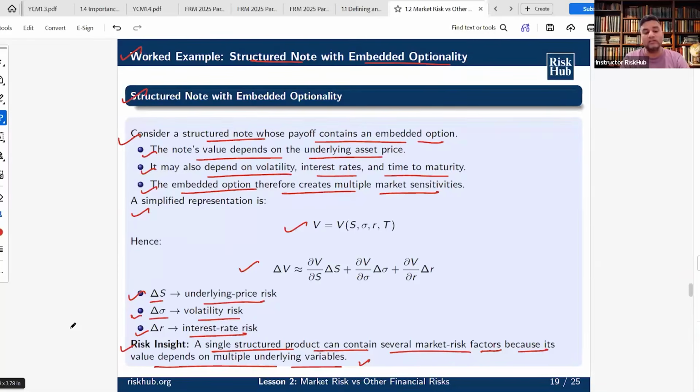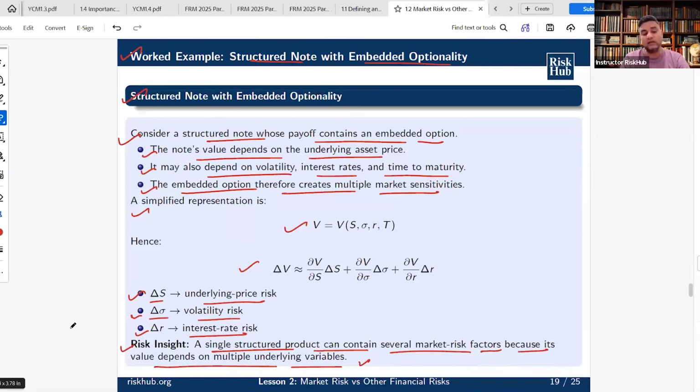The structured note is a debt instrument whose payoff is linked to a derivative. An embedded option is an option written into the terms of the instrument rather than stated separately. Volatility is the size of the underlying price fluctuation. Time to maturity is the remaining life of the contract. V is the note's value. S is the underlying asset price.